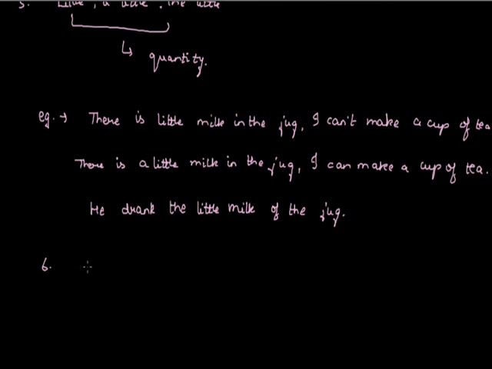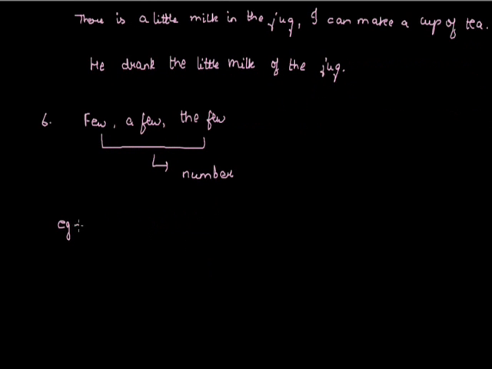Next is few, a few and the few. Few, a few and the few are used to denote a number. For example, first is few. Few is also like little but it refers to a number. A negative insufficient number that fails to serve our purpose. There are few students in the competition. Means the number of students is very less.